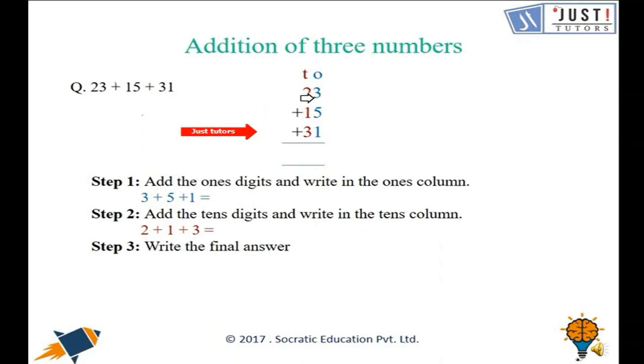So we will add the 3, 5 and 1 together as they lie in the ones column. So 3 add 5 makes an 8, 8 add 1 is 9. So we will write 9 here. And then we will add the tens column. 2 add 1 add 3. 2 add 1 is 3 and 3 add 3 is 6. So we will write 6 in the tens column. So the final answer is 69.